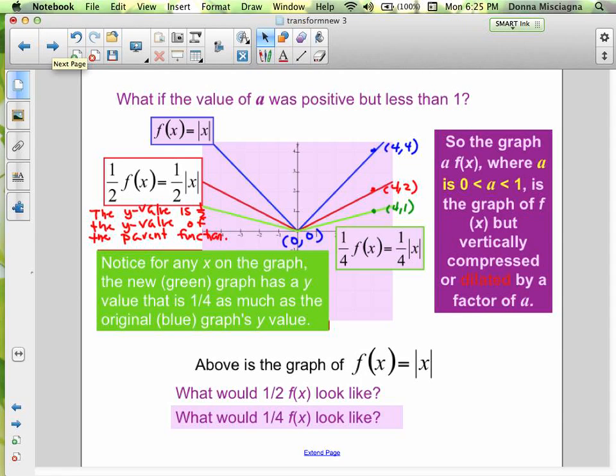So the graph a times f of x, where a is between 0 and 1, is the graph of f of x, but vertically compressed or dilated by a factor of a. Notice now our graph is growing more slowly. It's stretched out, it's wider. It's compressed vertically, but it's stretched horizontally. I have to go all the way to 4 to get to 1. If I looked at the blue graph, I only had to go to 1 to get to 1.